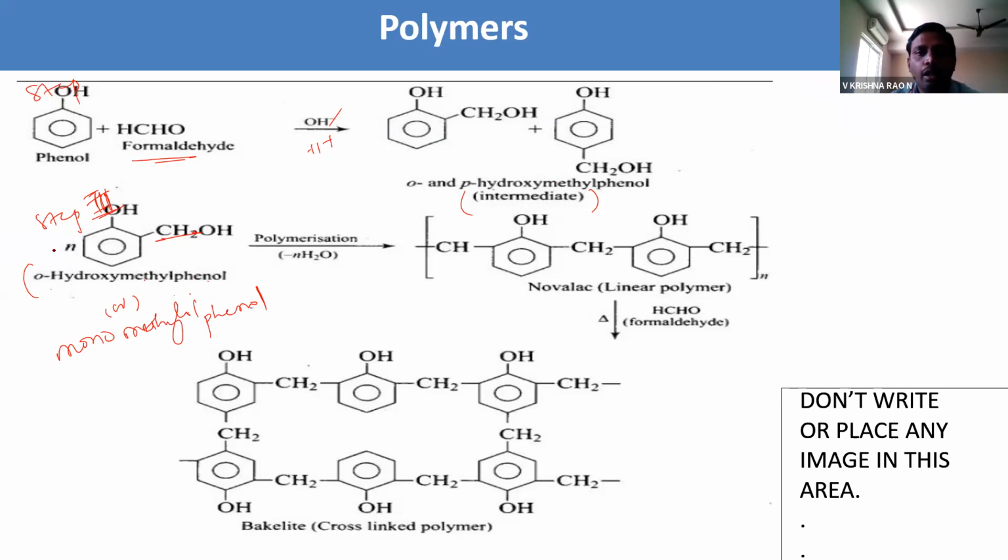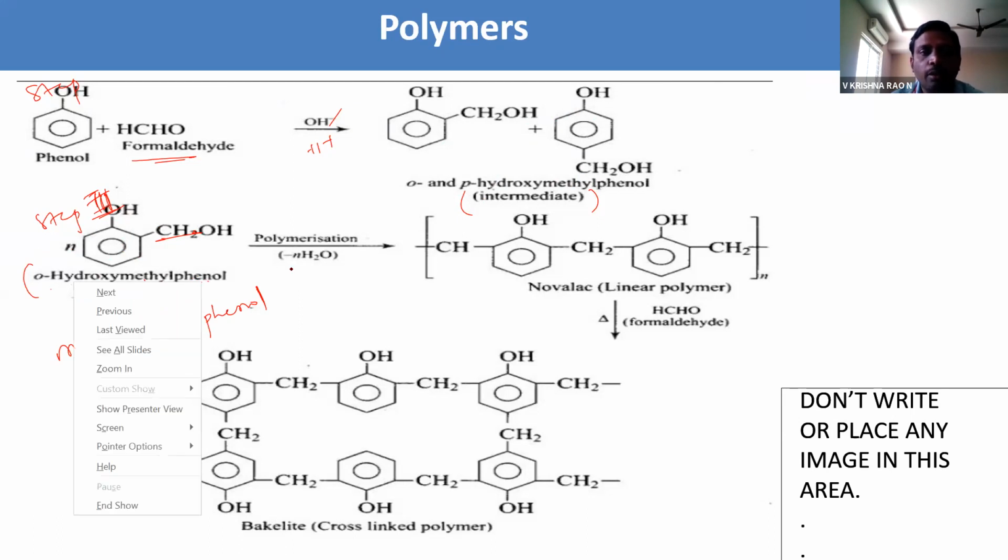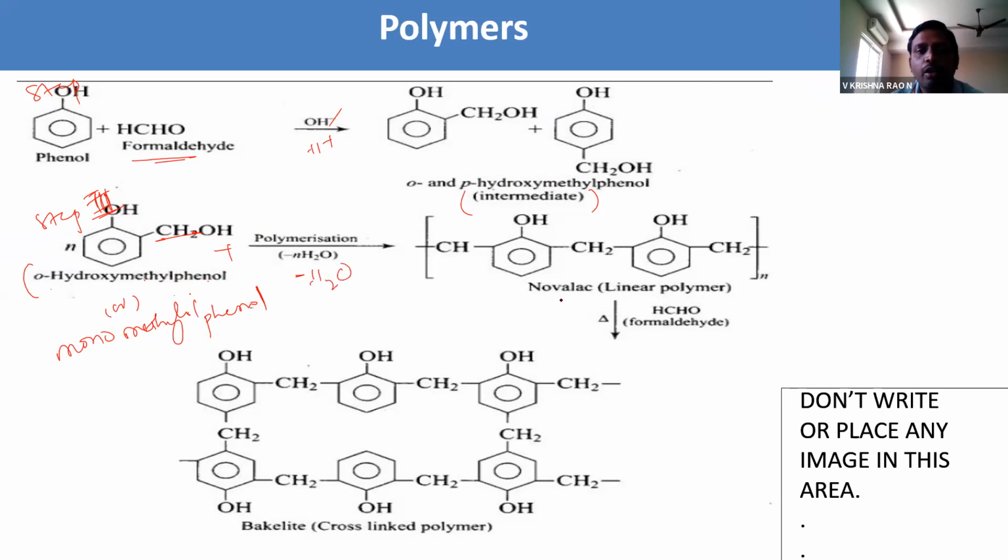To this orthohydroxymethyl phenol, or ortho or para, whatever you need to take, on polymerization, meaning reacting with another mole, it gives, by elimination of water molecule, the novalic resin. This is the soluble, fusible form of resin, novalic, a linear polymer, obtained by elimination of H2O.